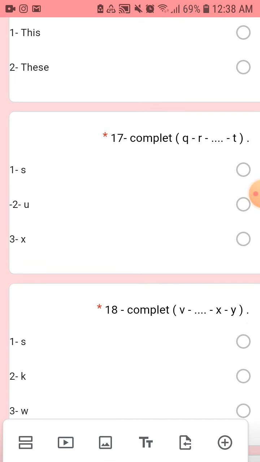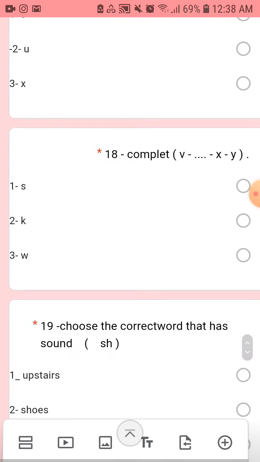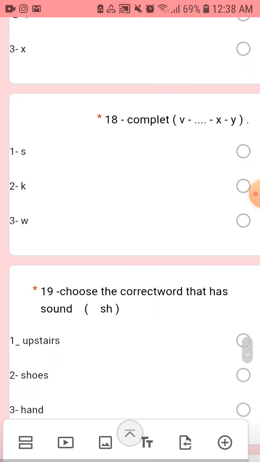Question 17. Complete, please. Q, R, blank, T. What comes after R? Number 1 S, number 2 U, number 3 X.